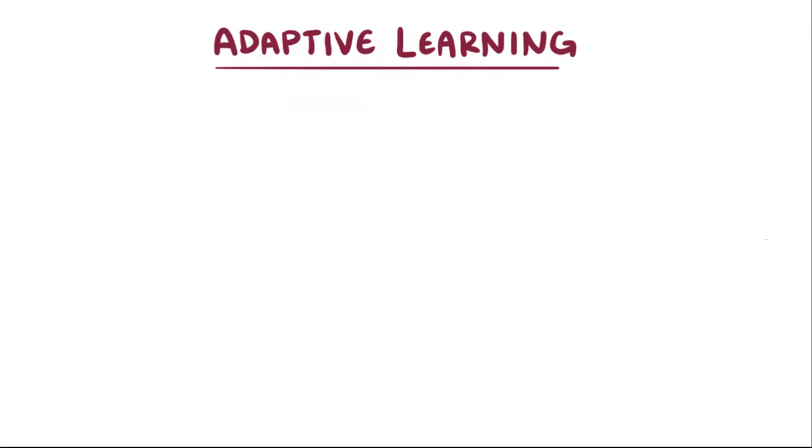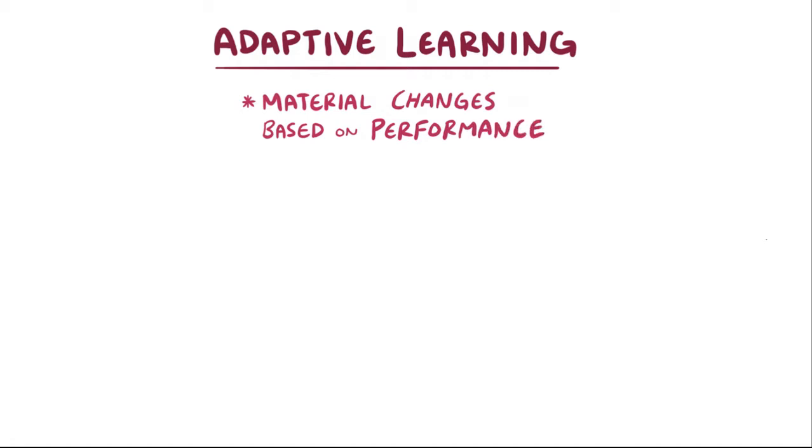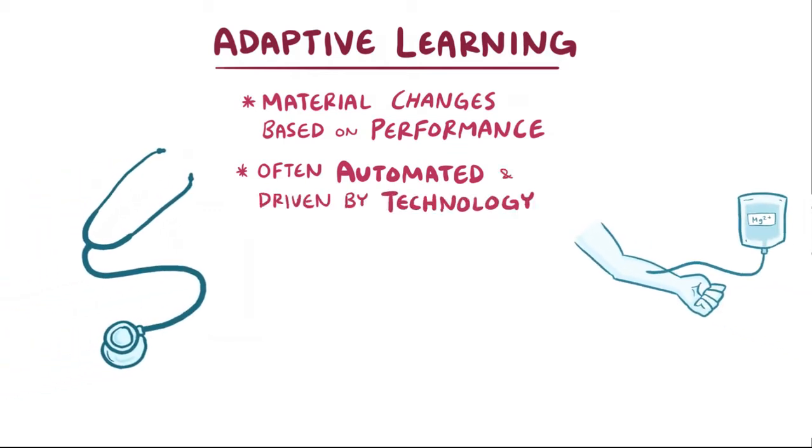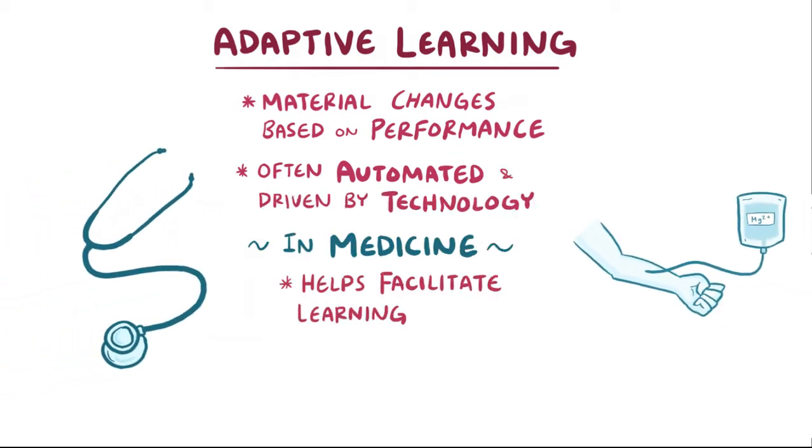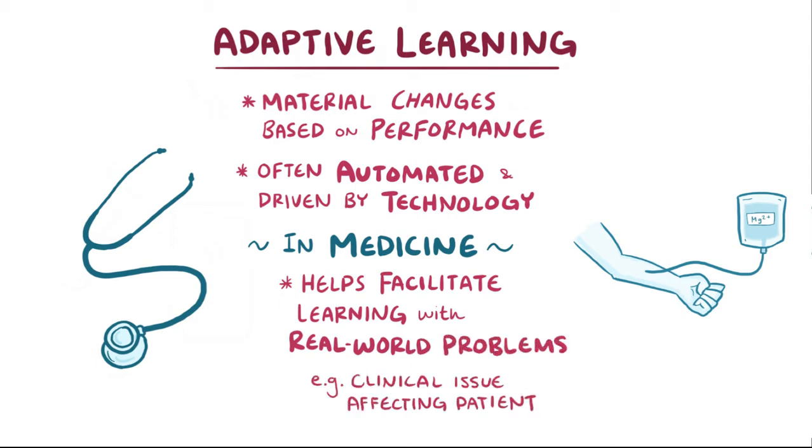Adaptive learning is where the material that a student receives adapts or changes based on their individual performance, often in real time. Adaptive learning is often automated and driven by technology. In medicine, this approach can help facilitate learning with real-world problems, like a clinical issue affecting a patient.